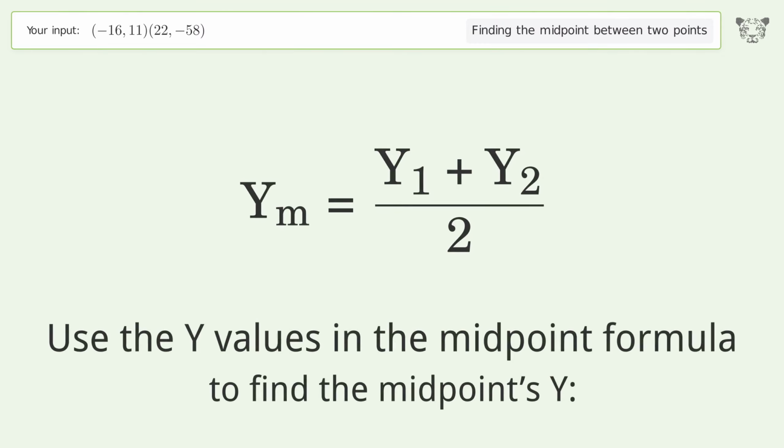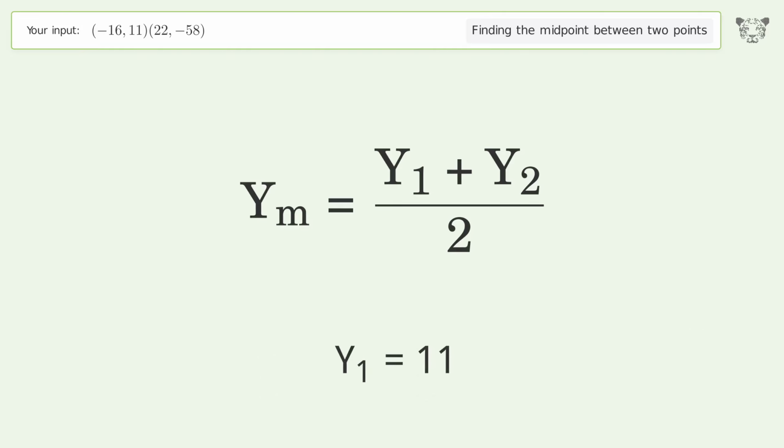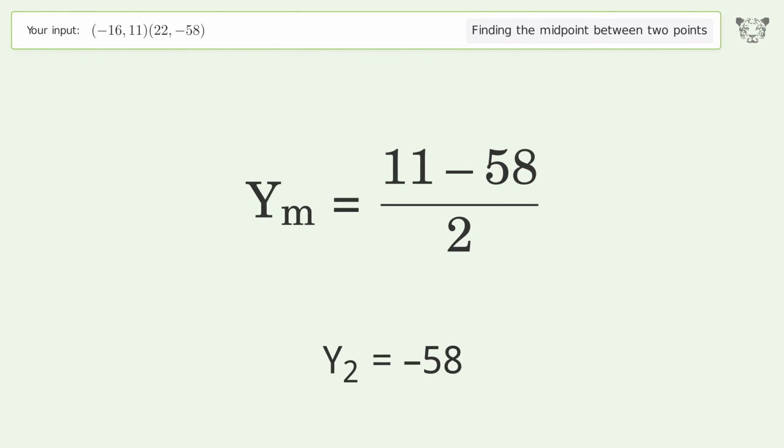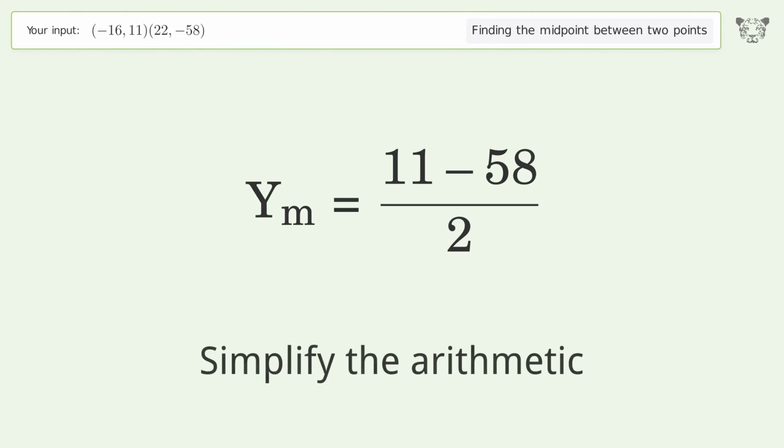Use the y values in the midpoint formula to find the midpoint's y. y1 equals 11. y2 equals -58. Simplify the arithmetic.